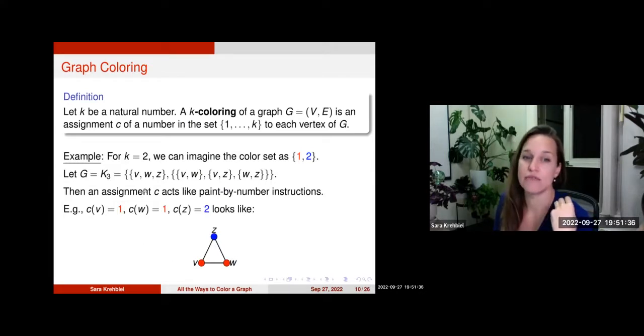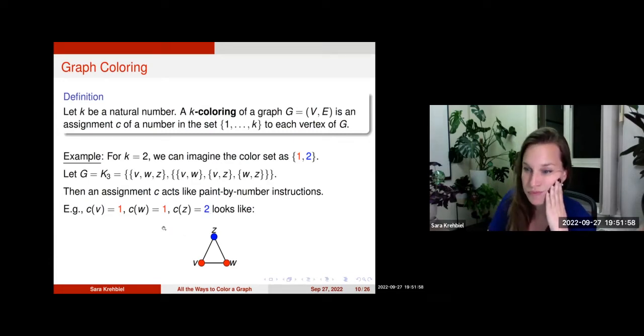Now I like to think of this assignment C. So this is just a function, but instead of thinking of it as a function, I like to think of it as paint by number instructions. So my function could say C assigns the vertex V the color 1, it assigns the vertex W the color 1, and it assigns the vertex Z color 2. But then I get to draw this graph like this with these colors.